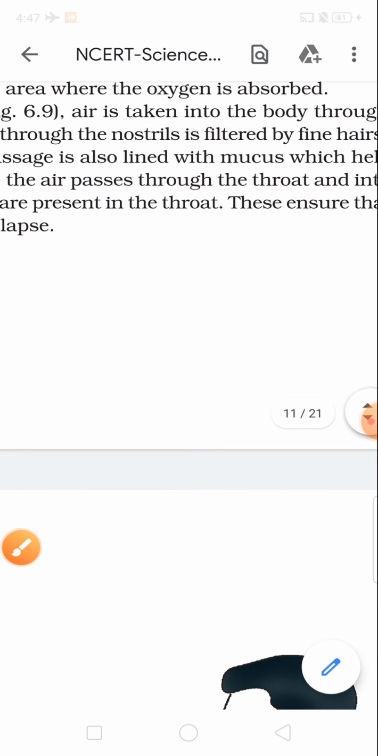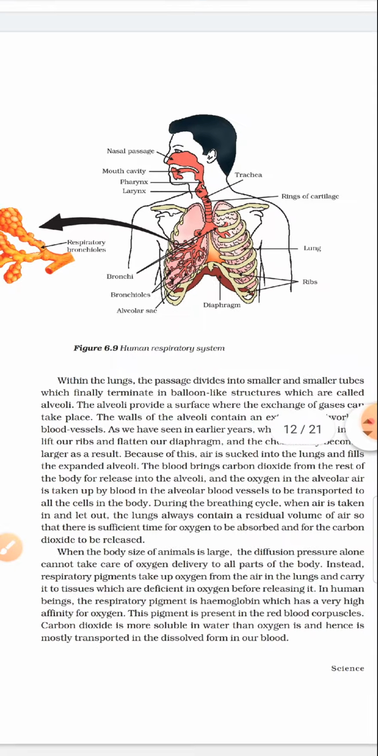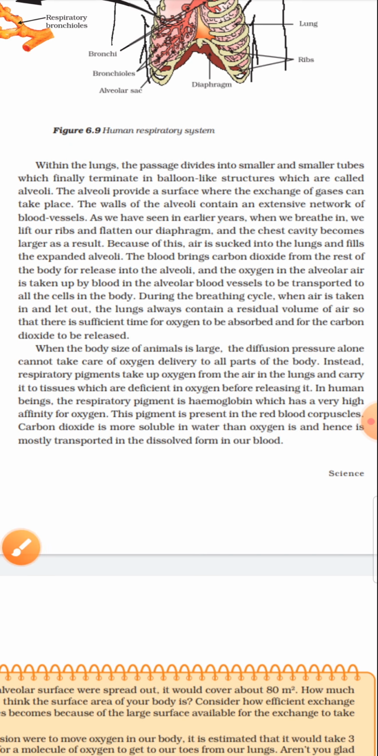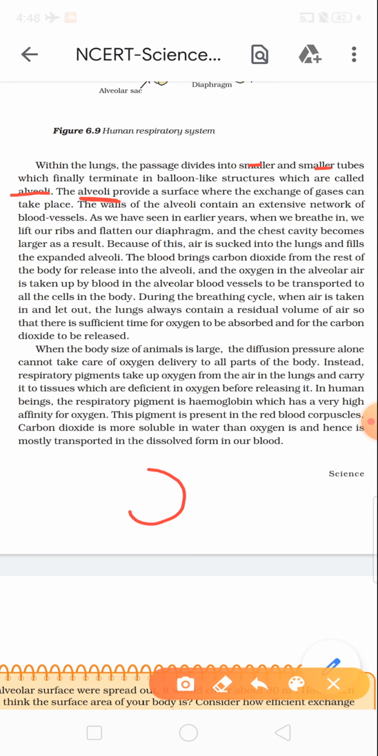Yes, now let's move. Within the lung, the passage divides into smaller and smaller tubes, which finally terminate into a balloon-like structure, which is called the alveoli. The alveoli provide a surface where the exchange of gas can take place. So alveoli are that region where exactly the exchange of gases is taking place. It is a balloon-like structure like this.